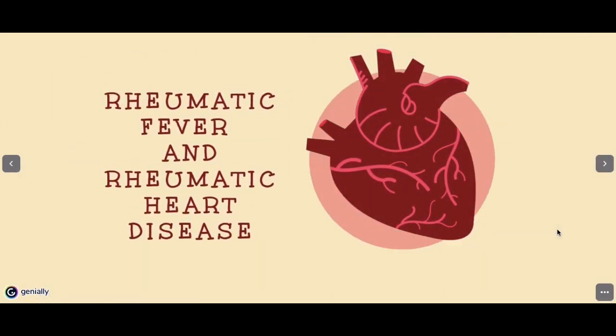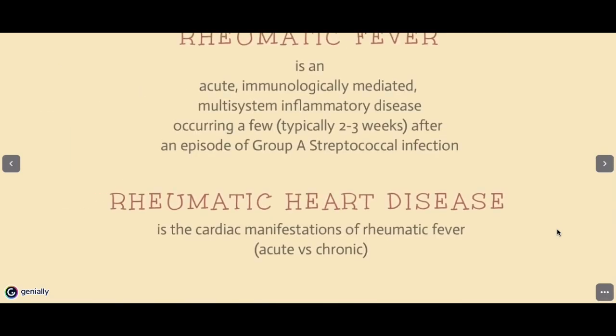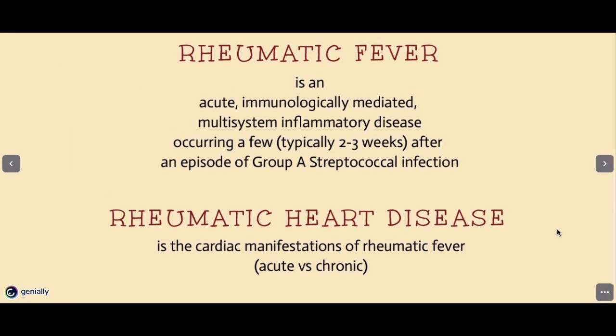So to start off with rheumatic fever and rheumatic heart disease, what is rheumatic fever? Rheumatic fever is an acute, immunologically mediated, multi-system inflammatory disease which typically occurs 2 to 3 weeks after an episode of group A streptococcal infection. Rheumatic heart disease, in particular, refers to the cardiac manifestations of rheumatic fever.